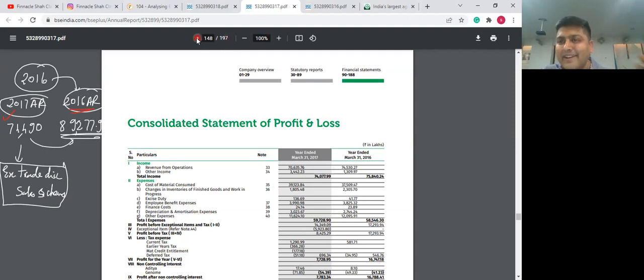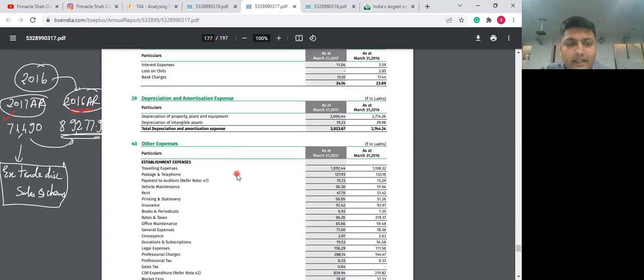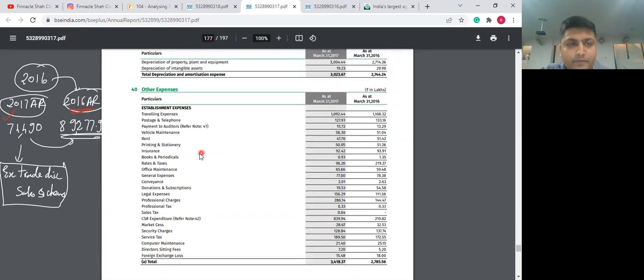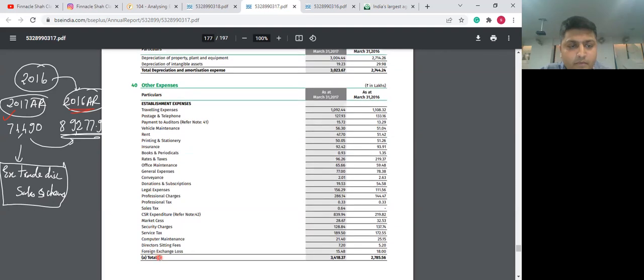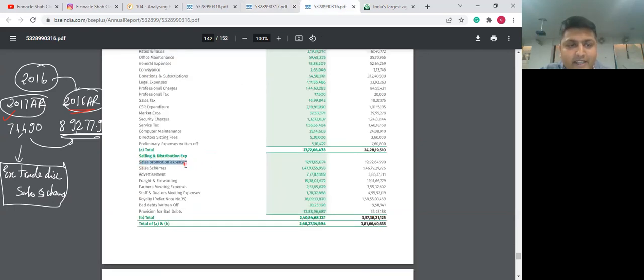Remember, the footnote numbers can't really be the same across the years, right? So you need to be vigilant about that. Now, this footnote number 40 is present on page number 177. When you open this other expenses footnote, sales promotion is there, but sales scheme is missing. Let me just toggle the window. Sales promotion is there, then advertisement is there, but sales scheme is missing.